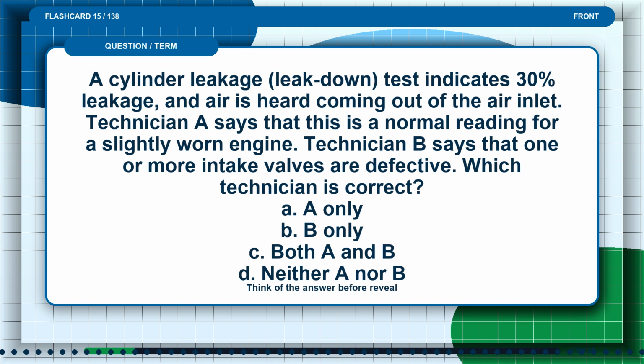Flashcard 15. A cylinder leakage leak-down test indicates 30% leakage, and air is heard coming out of the air inlet. Technician A says that this is a normal reading for a slightly worn engine. Technician B says that one or more intake valves are defective. Which technician is correct? A only, B only, C, both A and B, D, neither A nor B. Pause and think of the answer before the reveal.